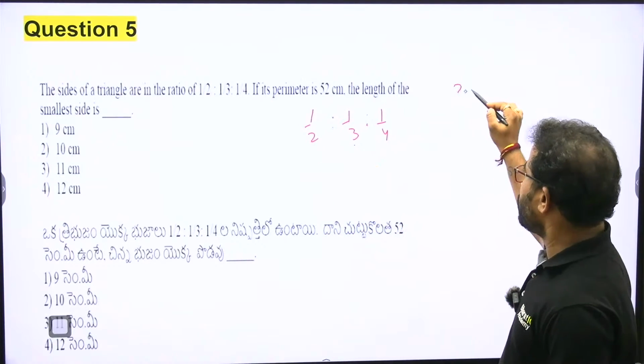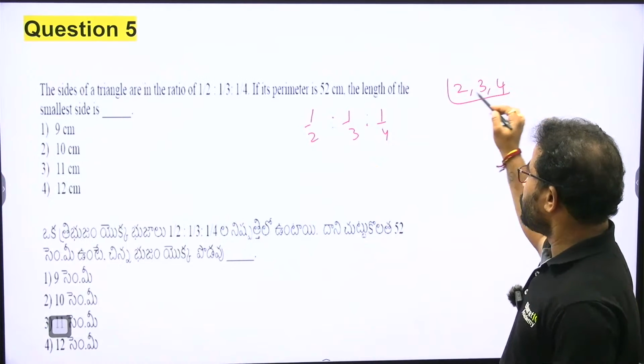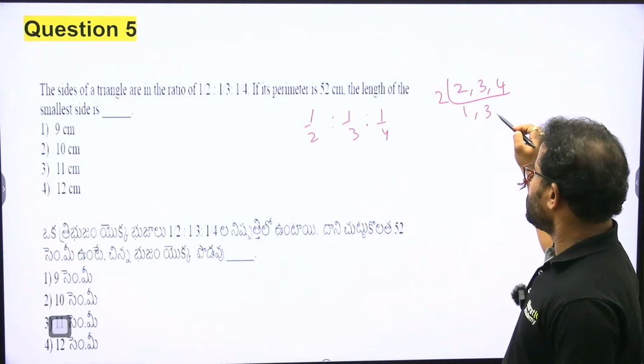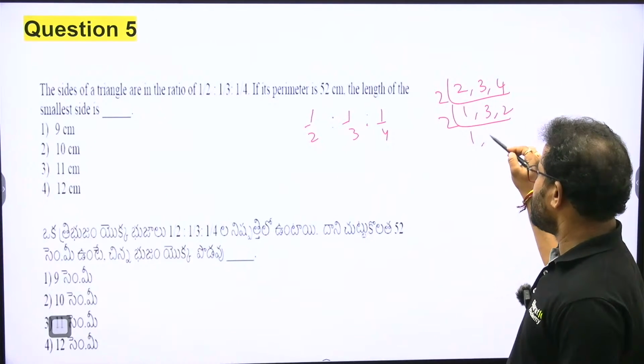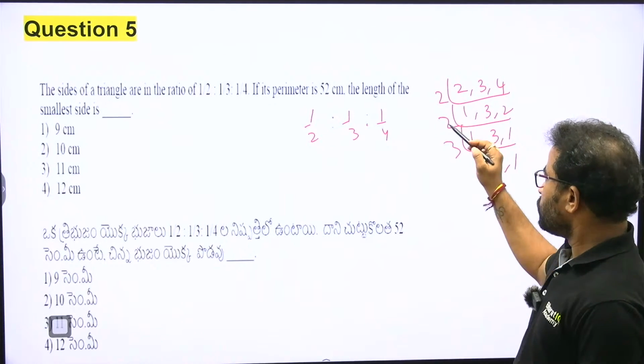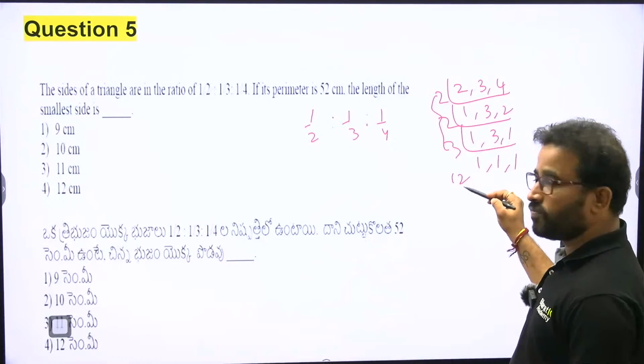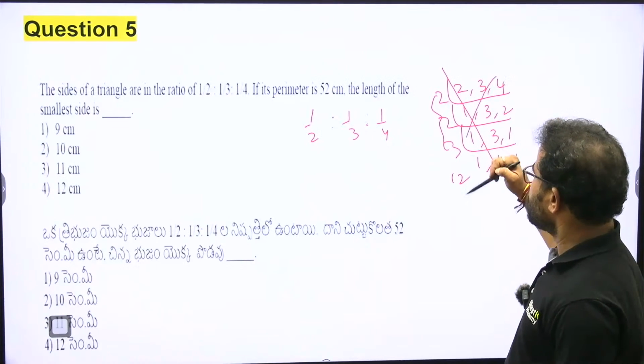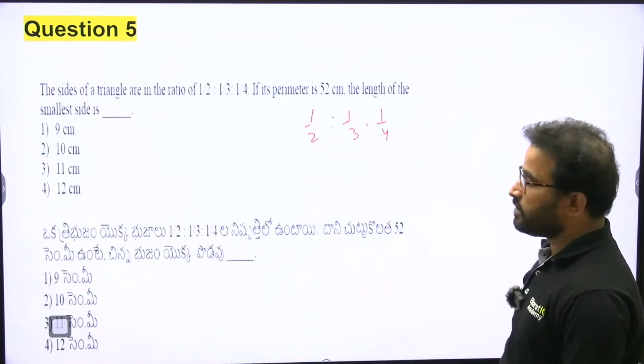LCM of 2, 3, 4. So you can work out this one. 2, 3, 4: 2 ones are 2, 3 ones are 3, 2 twos are... next, 1, 3, 1. So 2 into 2 into 3 is nothing but 12. But never work out all these things in the examination. Never work out in this way.